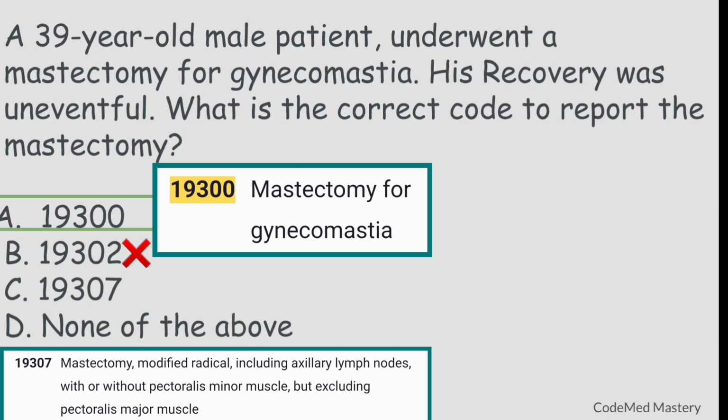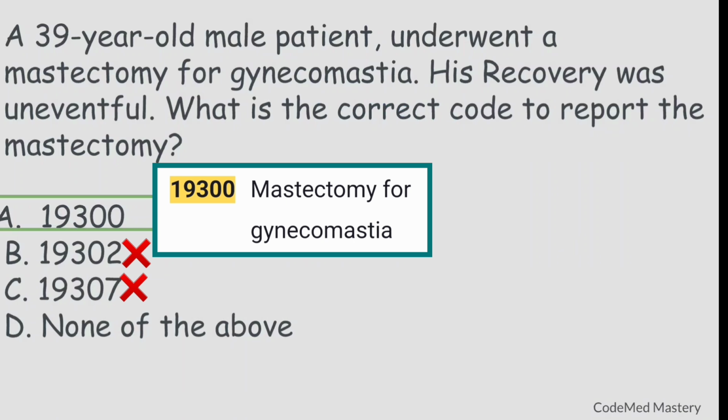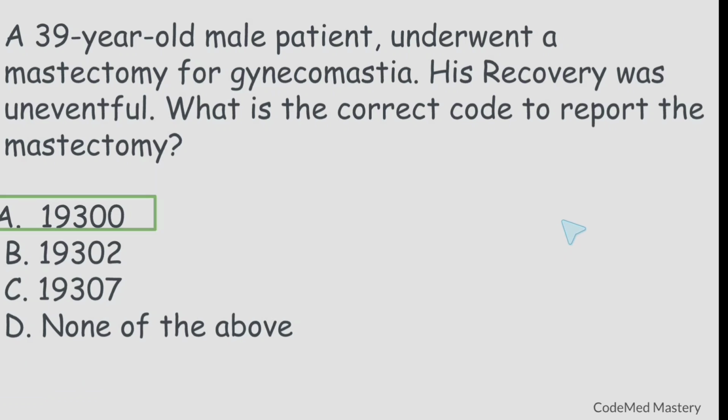And 19307 is for mastectomy modified radical including axillary lymph nodes. So that is also not matching with the scenario. And in option D, they have given none of the above. But we already got a code 19300, that is mastectomy for gynecomastia. Let us move on to the next question.